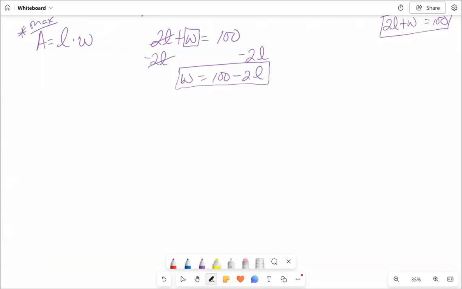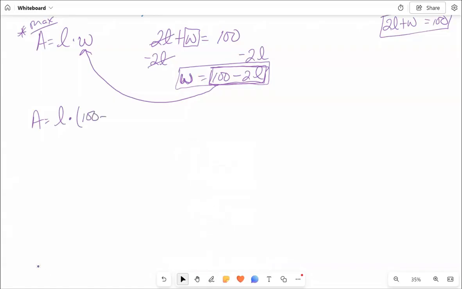This is telling us that the width can be represented by 100 minus 2L. And since that's true, I'm going to take this part that is equivalent to the width, and bring it over and substitute it into our primary equation. If we do that, we get the area is equal to length times 100 minus 2L. And from there, we now have an equation in one variable. Notice that it's not in two variables anymore.